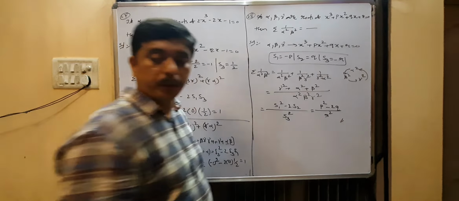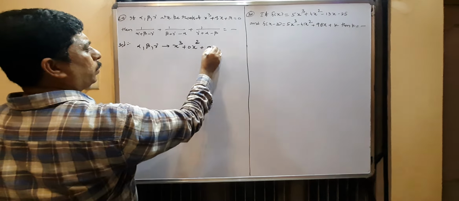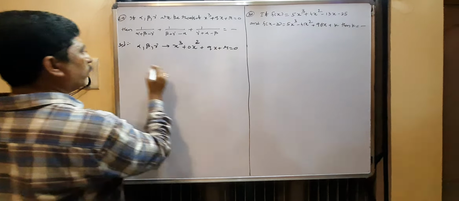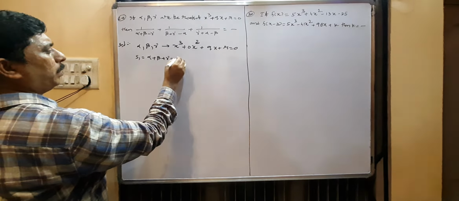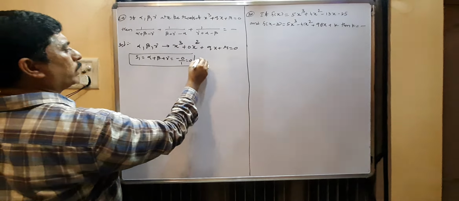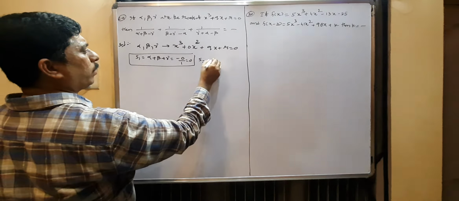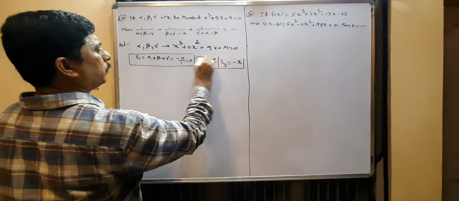Coming next question. Solution. Alpha, beta, gamma are the roots of x cube. The x square coefficient is absent, so 0 into x square plus qx plus r equal to 0. S1 formula is alpha plus beta plus gamma, that is minus b by a, minus 0 by 1, that is 0. S2 formula is c by a, that is q by 1, q. S3 formula is minus d by a, that is minus r.